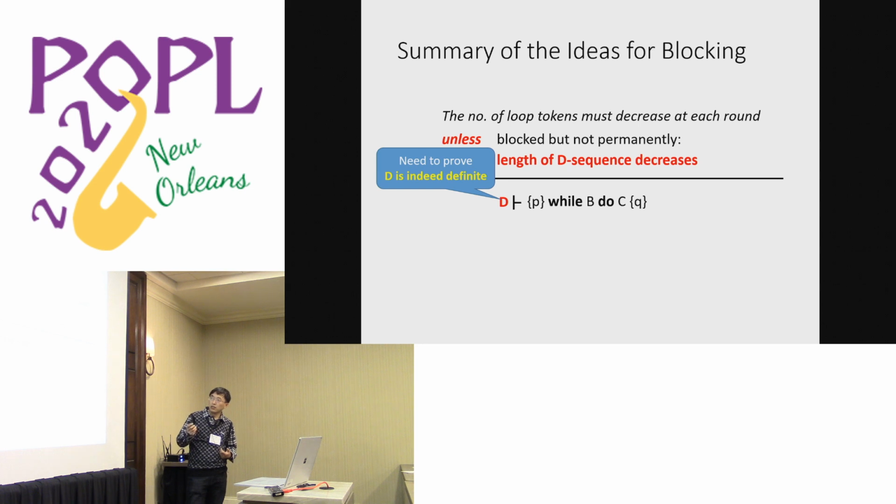And then we say the number of loop tokens must decrease at each run unless it is blocked. In this case, the token doesn't have to be consumed, but then the block cannot be permanent. It means that the length of the D sequence must decrease.